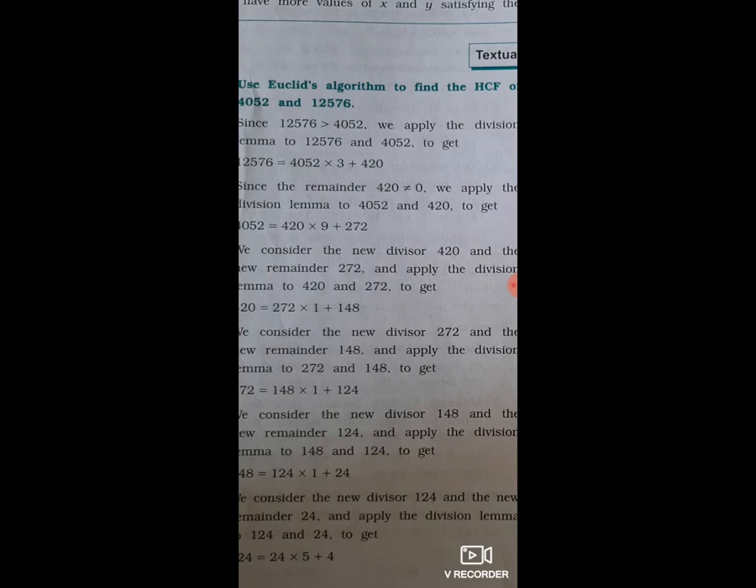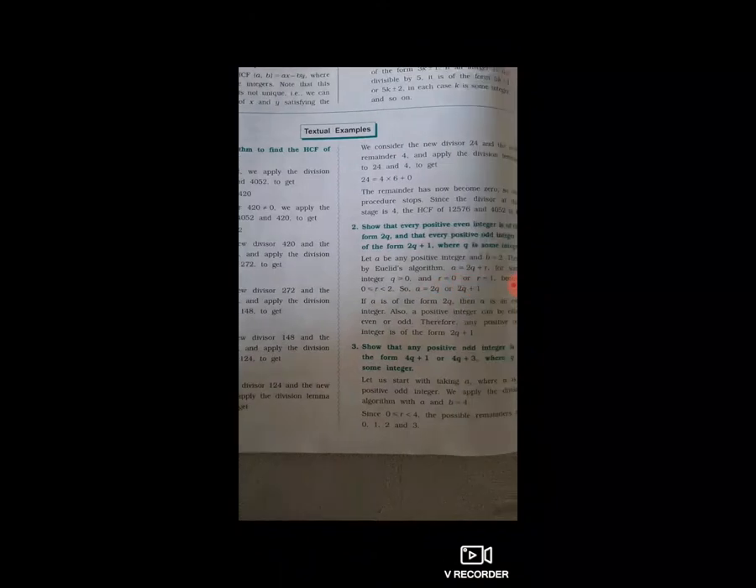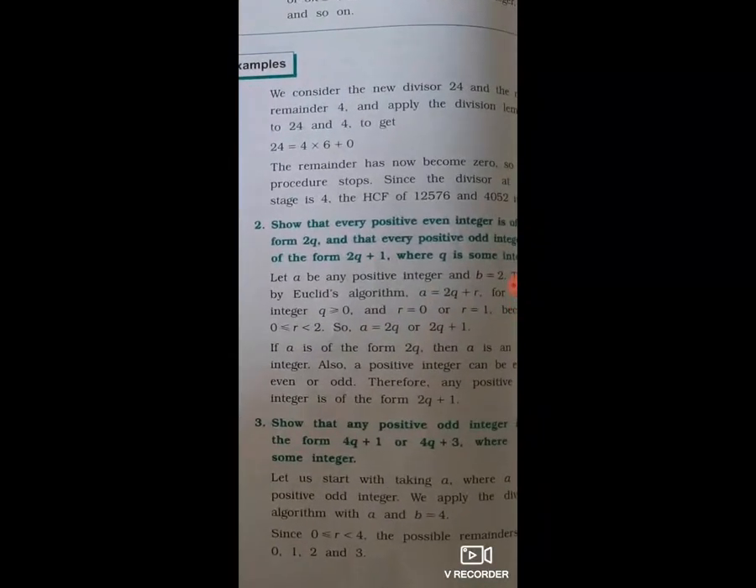Last step, we consider a new divisor 24 and a new remainder 4, and apply the division lemma to 24 and 4 to get 24 equal to 4 times 6 plus 0. The remainder has now become 0, so our procedure stops, and since the divisor at this stage is 4, the HCF of 12,576 and 4052 is 4.